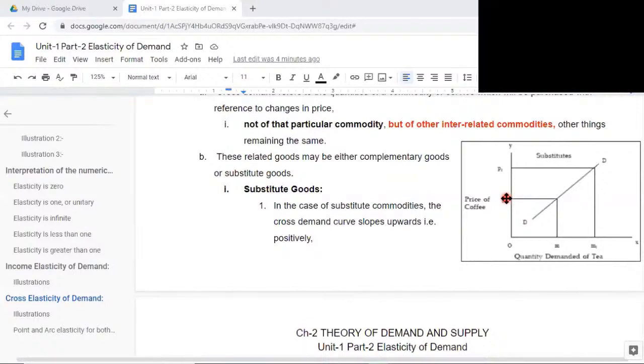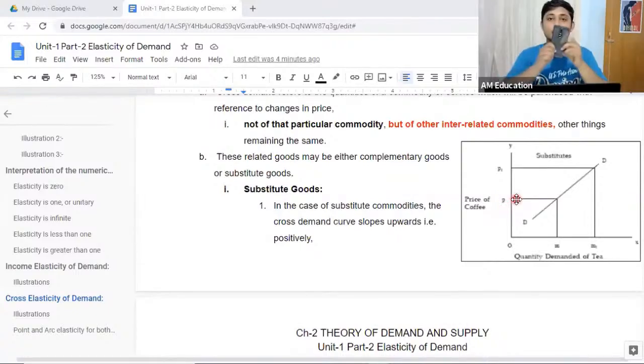Yes, sir. So assume we are talking about the quantity demanded of Nokia phones and the price of the substitutes. This is the price of the substitutes, and this is the quantity demanded of Nokia phones. As the price of MI phones increases, will Nokia's demand increase or decrease?